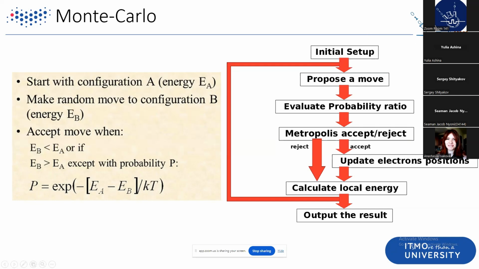And this is the modified script, how you can actually put it in the computer and calculate the energy. When you have the initial setup, you propose the move, then you evaluate the probability ratio, this one. Then you accept or reject, and update the atomic positions, because we don't really use the electrons. Then you calculate the local energy of the pose, then you either reject or accept this pose, and then you have the output results.